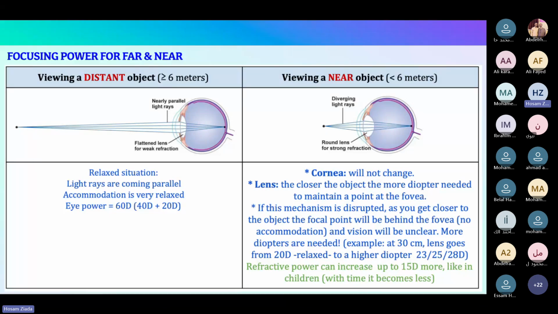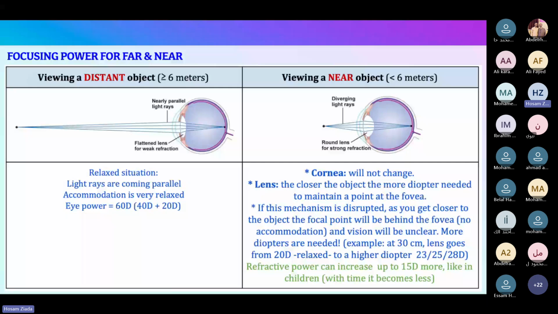This table also showing the difference of the focusing power for far and for near. Viewing a distance object 6 meters or more, you will find that they are going to be in the same direction: angle of incidence, part of the eye, and sharp focus at the end. Nearly parallel light rays, because they are coming from a far object with angle of incidence very low. So the light rays are almost like straight and nearly parallel light rays.